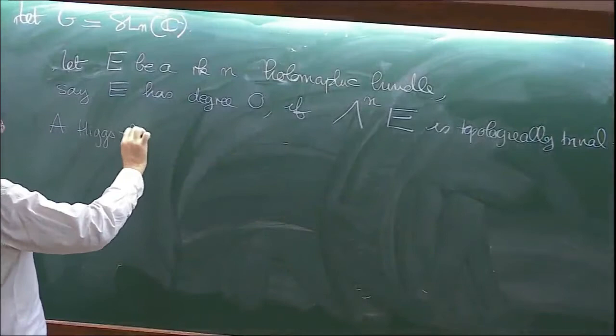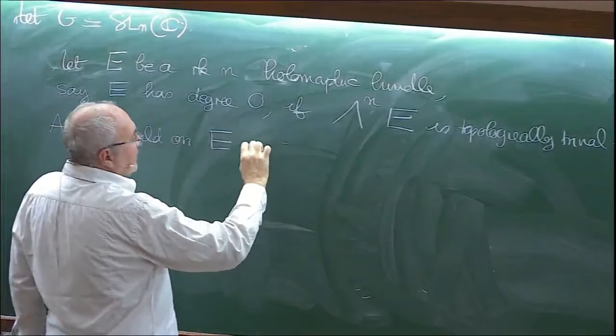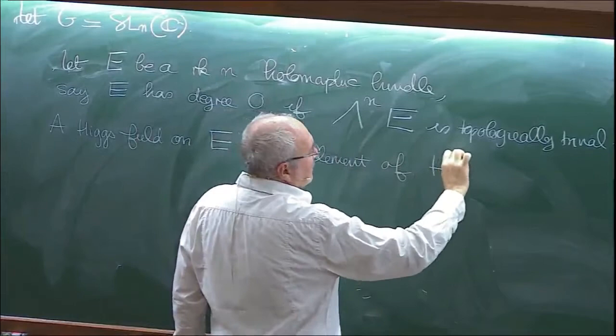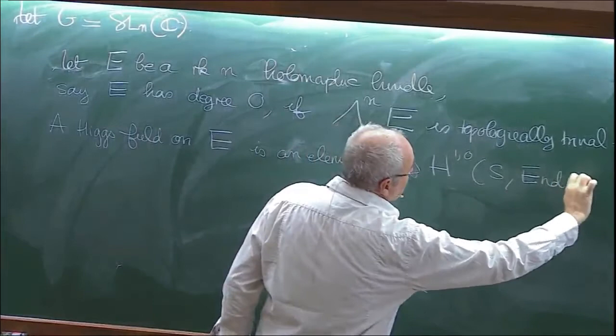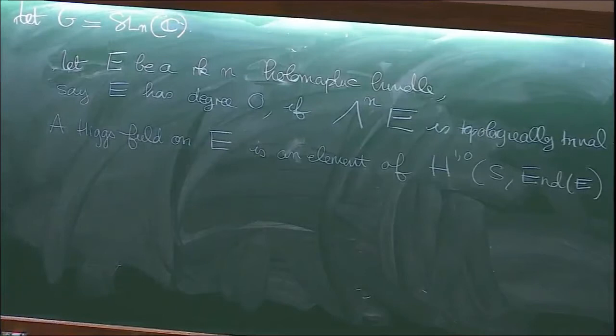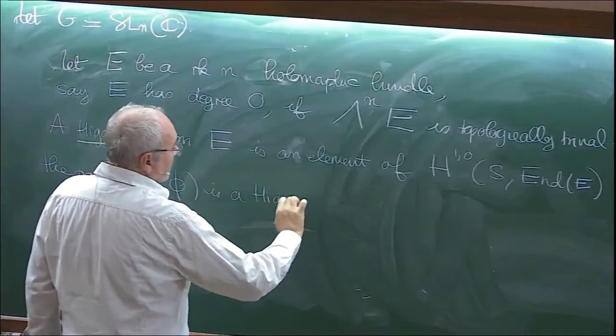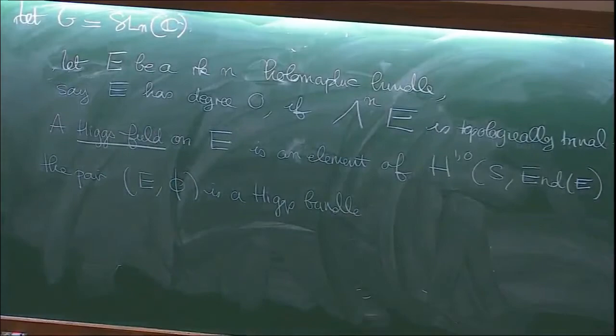Right, so now a Higgs field on E is a holomorphic element of H^{1,0}(S) with values in the endomorphisms of E. So it's a holomorphic one-form on S with values in End(E). Okay, so the pair (E, phi) is a Higgs bundle. That's what a Higgs bundle is.